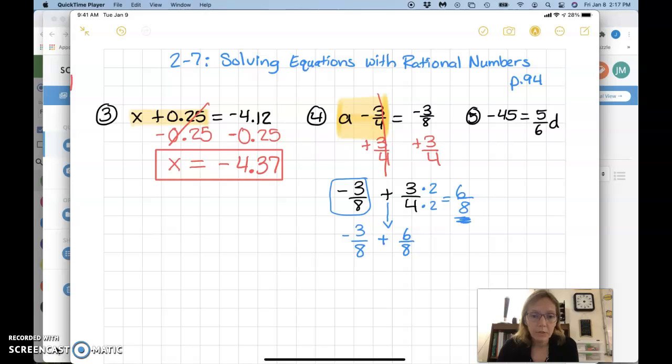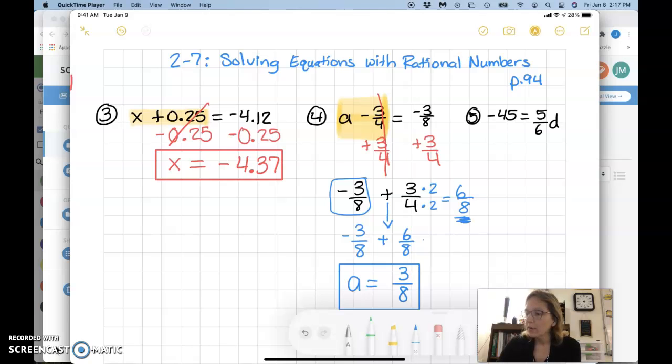Now I can put these numbers together. I have a negative 3/8 and a positive 6/8. Remember, you add or subtract the top numbers, the bottom number stays the same. So negative 3 plus 6 is just going to equal 3. Keep the 8 on the bottom, and then I'm going to write that a equals again. Now that one had quite a few more steps. So take your time, copy it down, and then move on to the next problem.